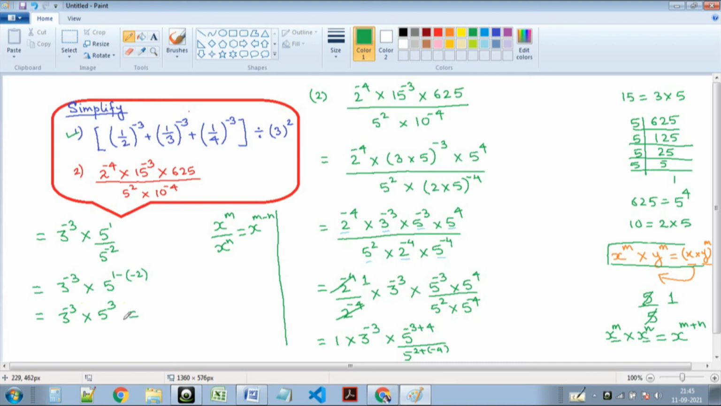So here what we can do in the last step is remove this minus sign, and this can be written as 1 upon 3 to the power 3 into 5 to the power 3. Or we can write this as 5 cube divided by 3 cube, or this can be written as 5 upon 3 the whole cube. So this is our answer.